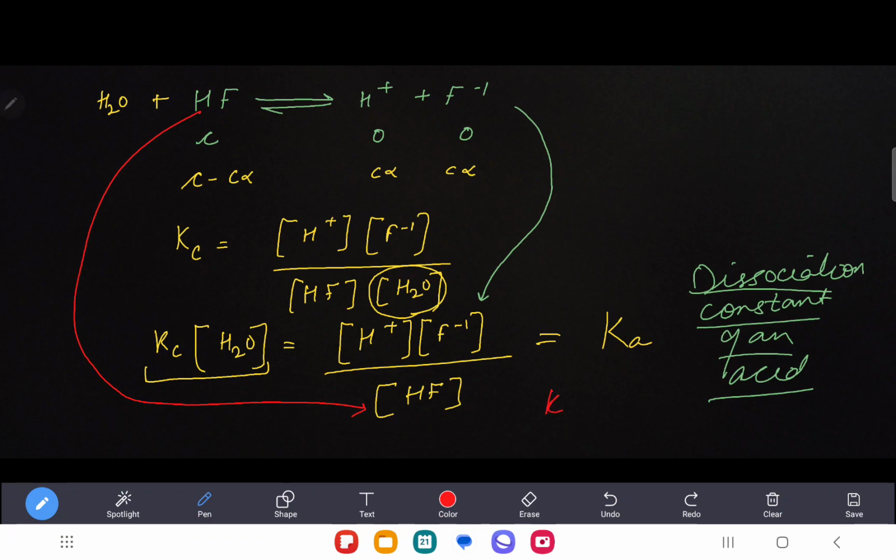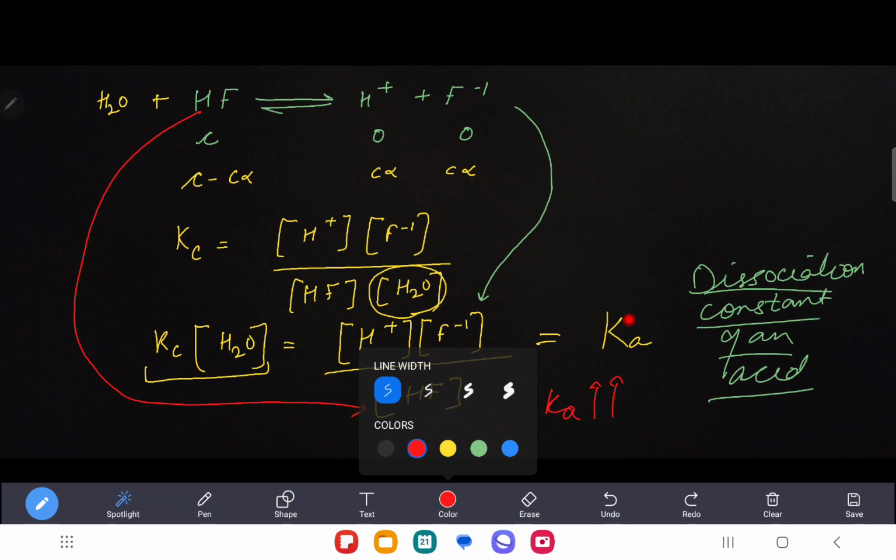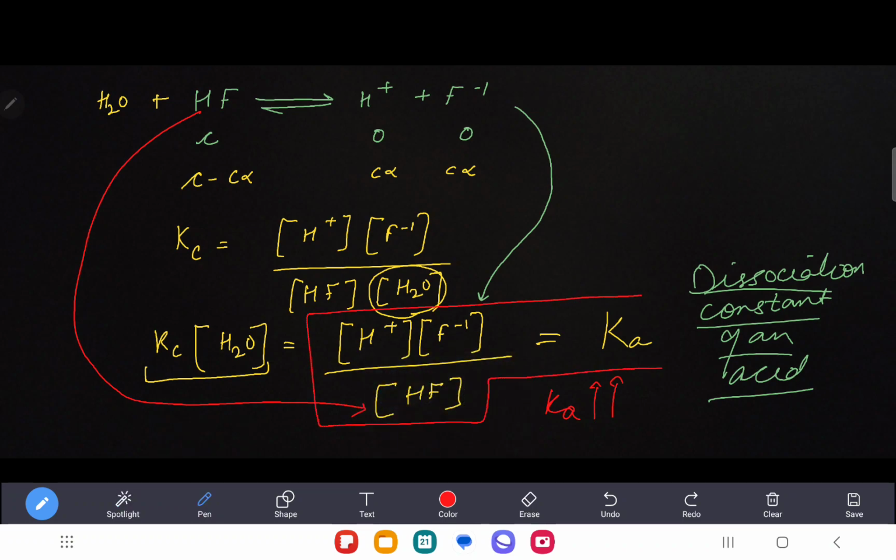If I say for a certain acid Ka is very high, and what is Ka? Ka is basically this ratio. When do you think the Ka value would be higher? When the numerator is higher and the denominator is less. What is the numerator? The dissociated ions are more and the leftover portion is less. HF is the leftover portion. So that means the more the acid breaks down, the more H plus and F negative ions shall be formed, and less HF shall be left.